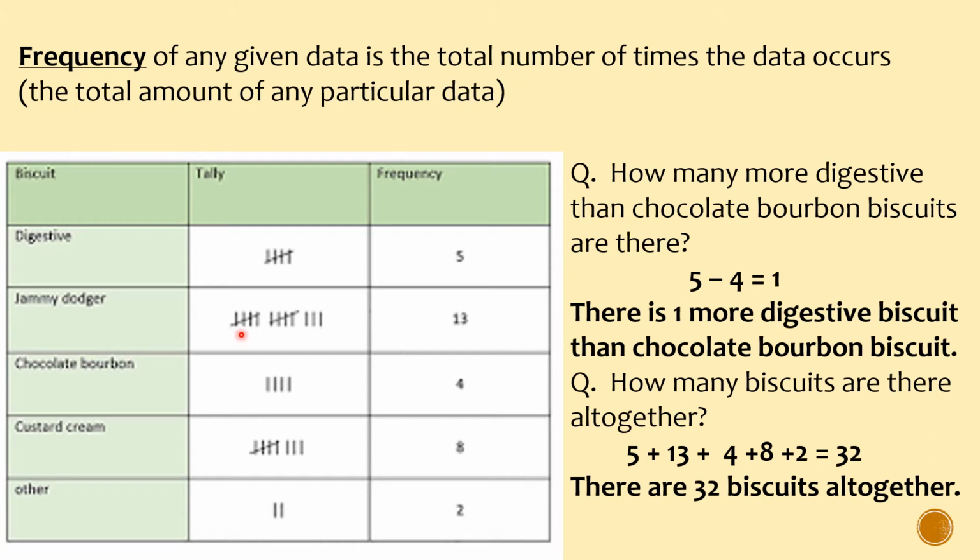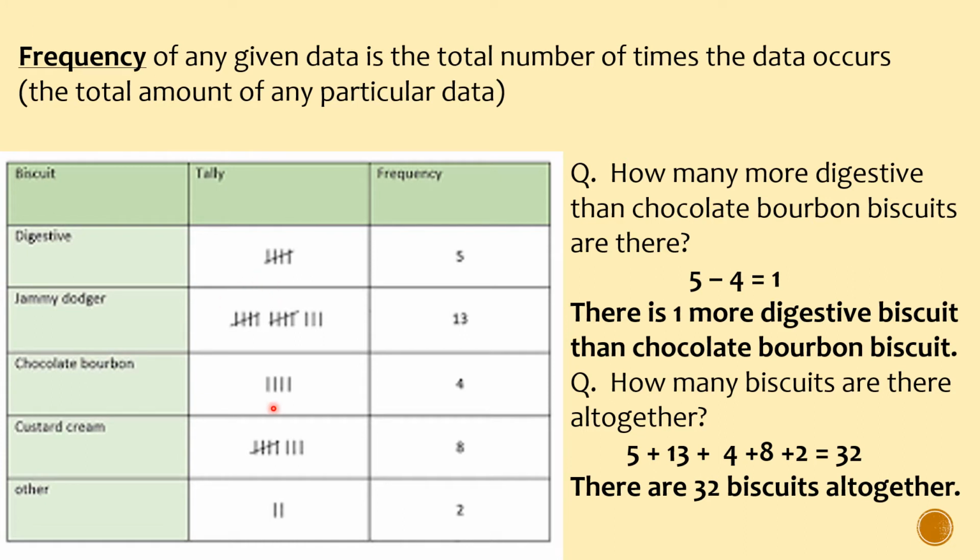Here you can see how many? 1, 2, 3, 4, 5, 6, 7, 8, 9, 10, 11, 12, 13. You can see here frequency is 13. So 1, 2, 3, 4, 4 is here. 1, 2, 3, 4, 5, 6, 7, 8 and 1, 2. Okay, so tally is another way of showing the total amount of your data. It's a little bit different way, but you can always count the tally and you will get to know the real frequency.